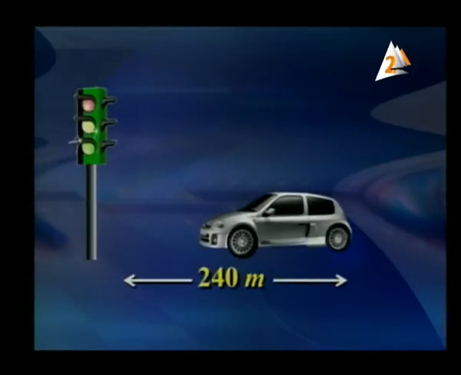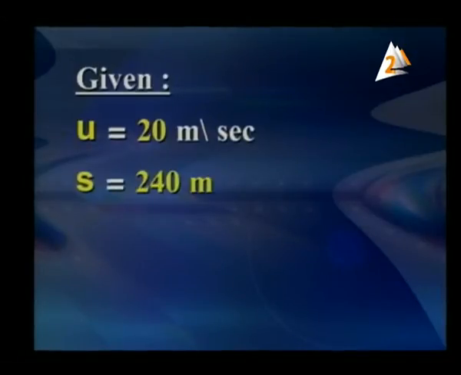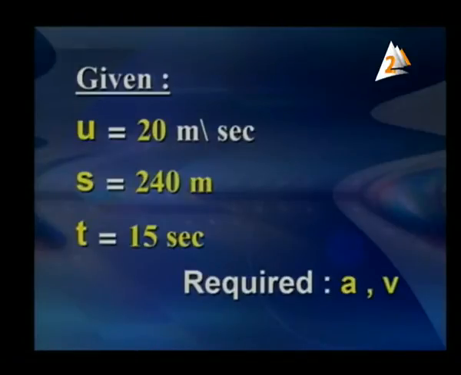As you see in the graph, you see a car apart from the traffic 240 meters, and the traffic is red, yellow, and green. Then, given u equals 20 meters per second and S equals 240 meters and t equals 15 seconds, then the required is a and v.